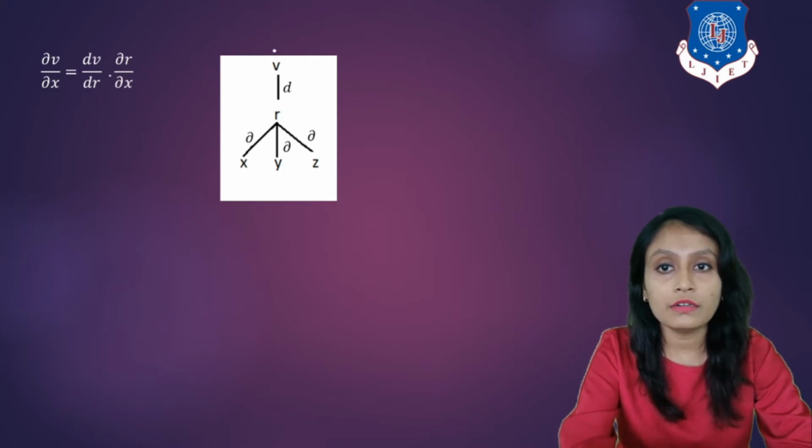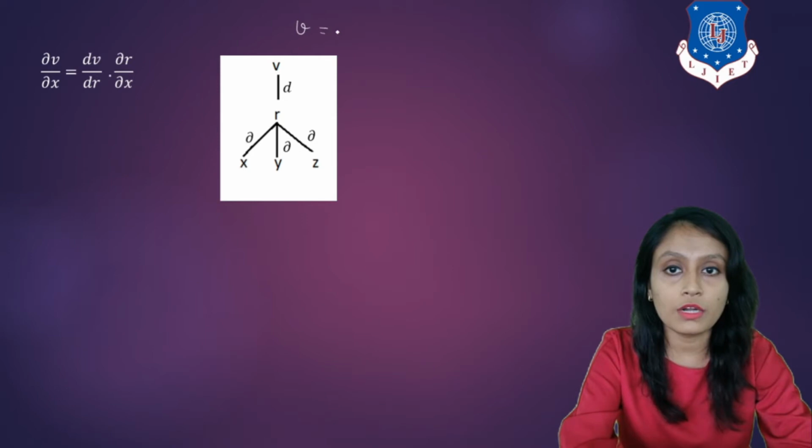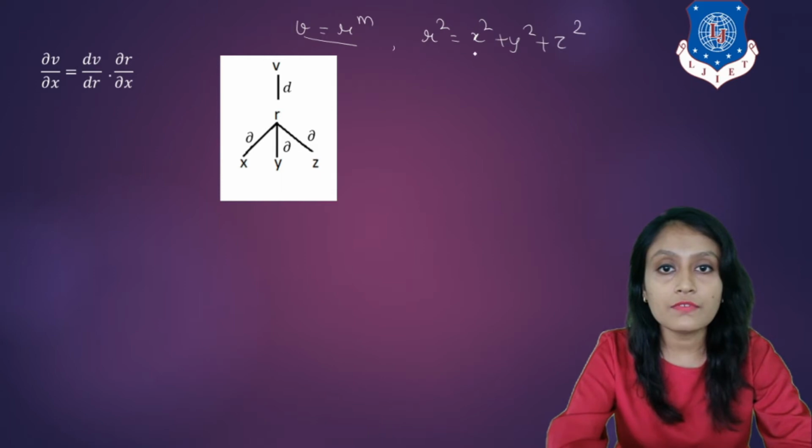So first let's draw a tree diagram. Here v is equal to r raised to m is given, and r square is equal to x square plus y square plus z square is given. So v is a function of r, and r is a function of x, y, z. Here we have only one variable, so we will write d, and here we have three variables, so we will write del. Now the formula to find del v by del x is equal to dv by dr into del r by del x.